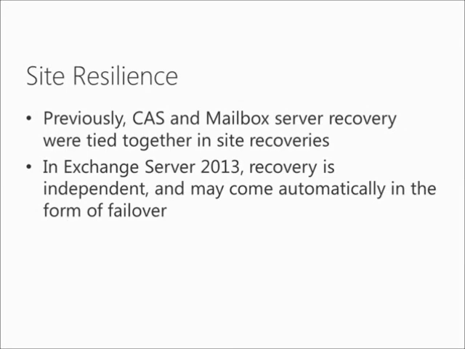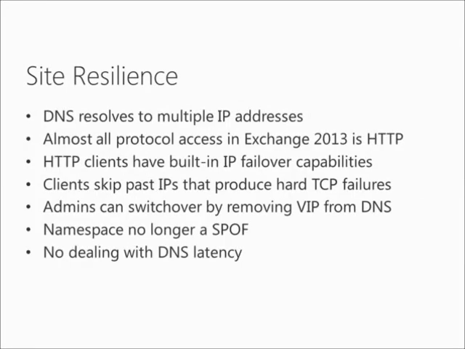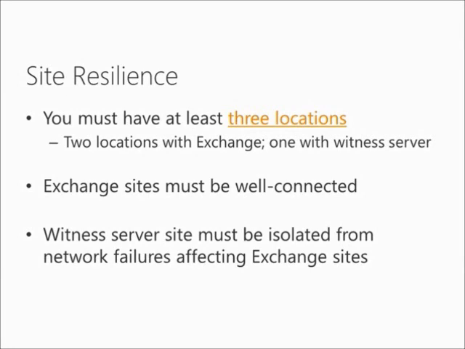In 2013, recovery is automatic, with support for a single DNS namespace that supports multiple DNS and GeoDNS. Site resiliency options are simplified. Basically, certificates are simplified. The namespace is no longer a single point of failure. There's no more hanging around waiting for DNS to update or having to do any funky stuff with DNS and TTLs. The recommendation for site resilience is 3 geographical locations, so that the witness server is separated geographically from the Exchange servers, but well connected. This isn't the only supported deployment, but this is how you should do it to achieve automatic failover.